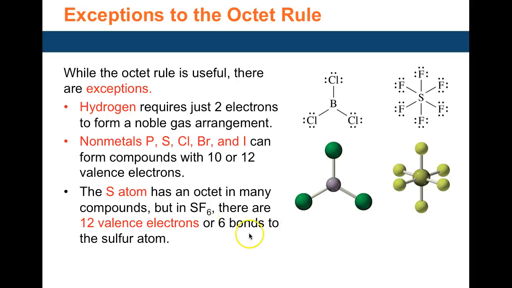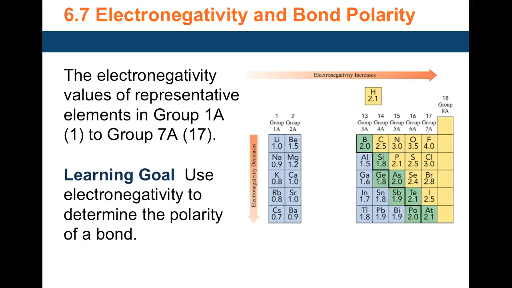Here, sulfur in SF6, like you see here, has 2, 4, 6, 8, 10, 12, so way more electrons around it than the required octet. Phosphorus also forms PCl5, where it violates the octet rule. All right, we'll stop here and continue this in the next video.